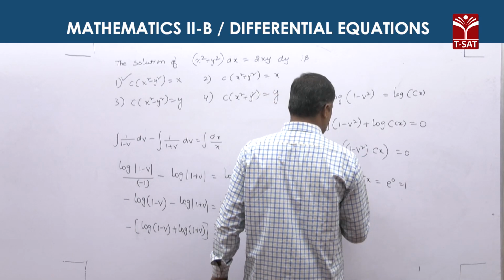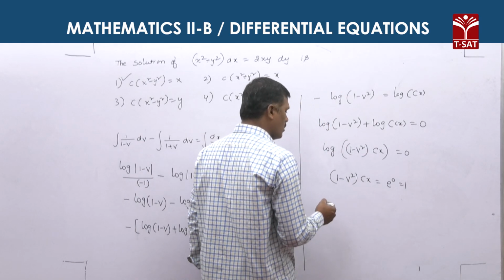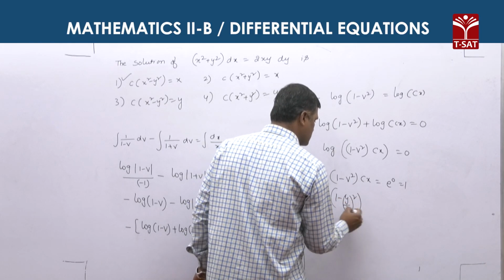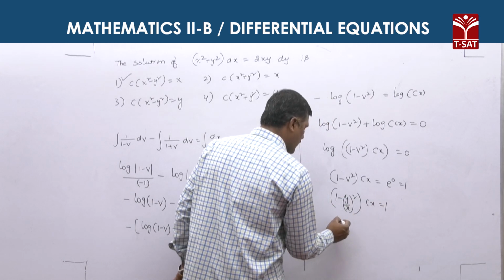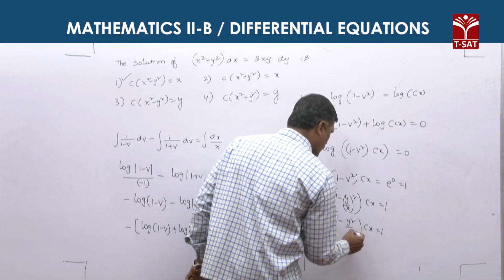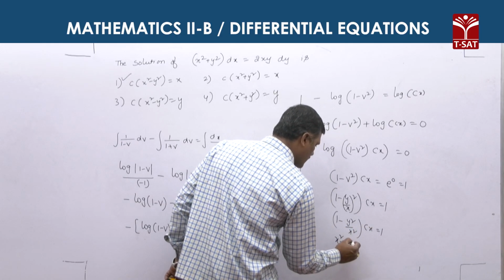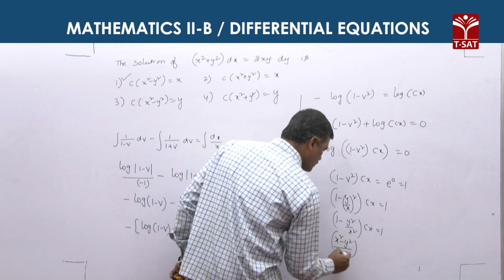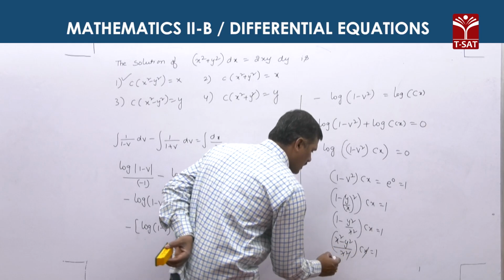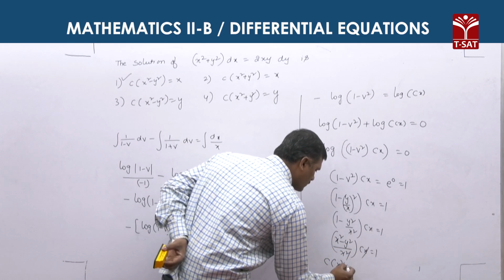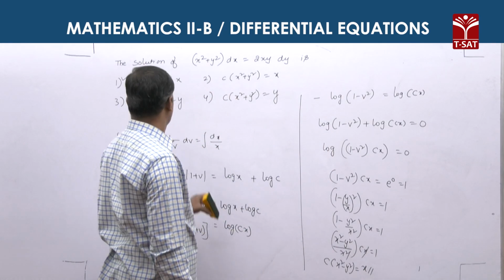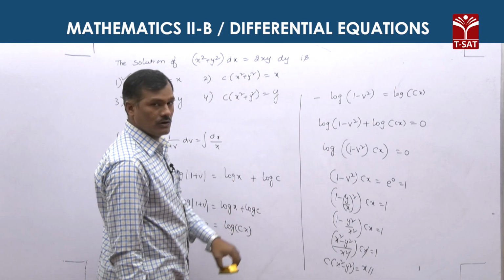Substitute the v value. y is equal to vx, v is equal to y by x. 1 minus y by x whole square into cx is equal to 1. 1 minus y square by x square into cx is equal to 1. x square minus y square by x square into cx is equal to 1, x will go. Therefore, c into x square minus y square is equal to x, which is the solution of the given equation. C into x square minus y square equals x.